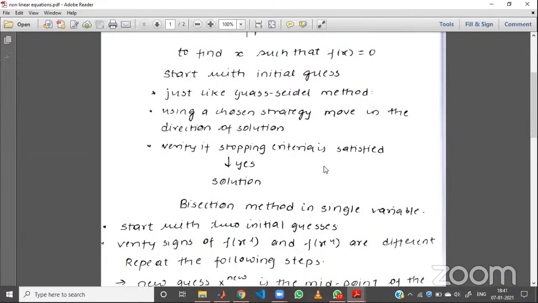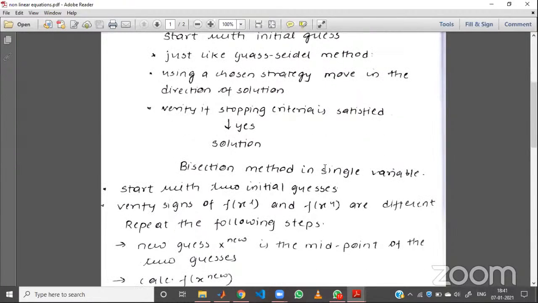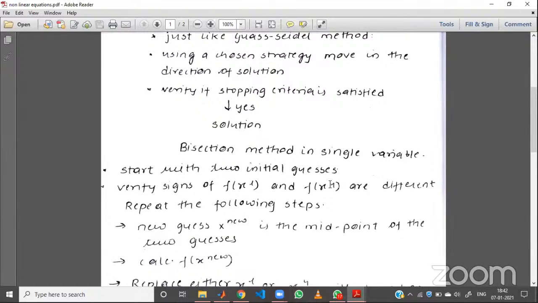So the method which I am discussing here is known as the bisection method. We also have the Newton-Raphson method for solving this type of non-linear single variable equations.